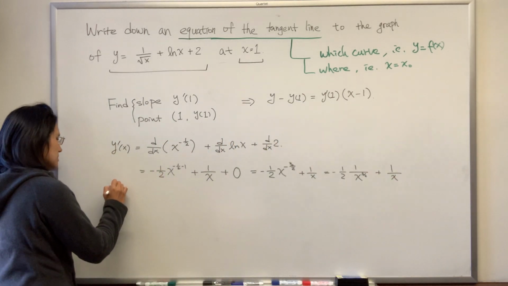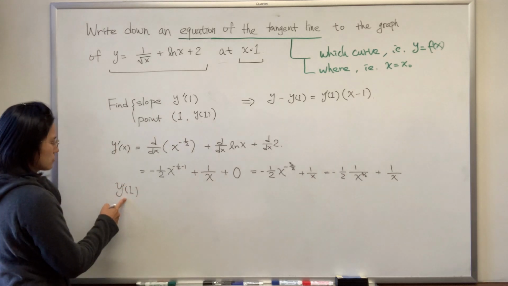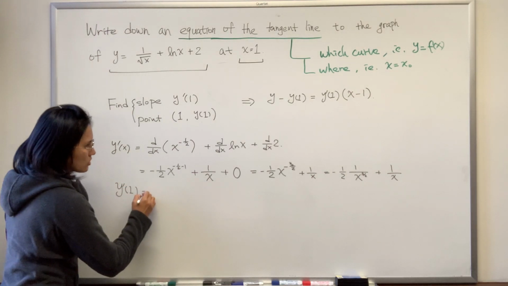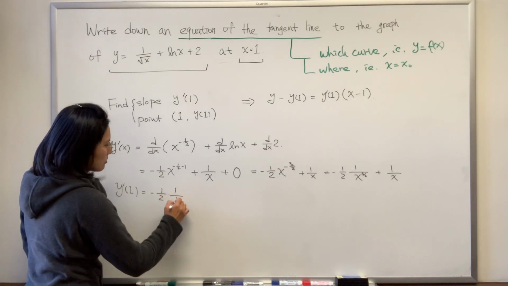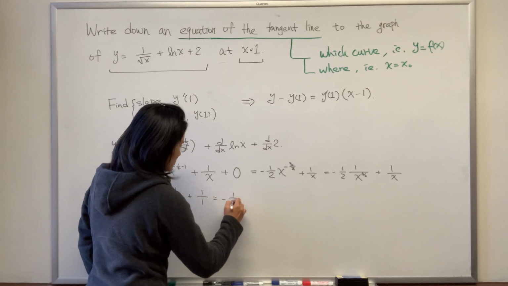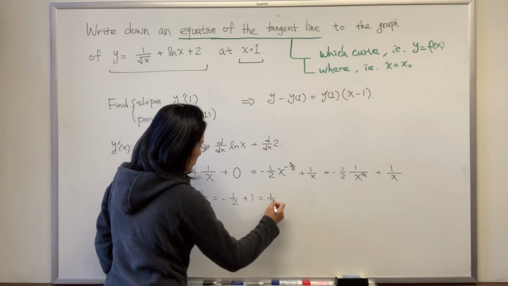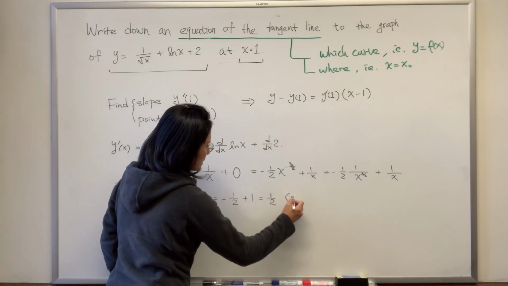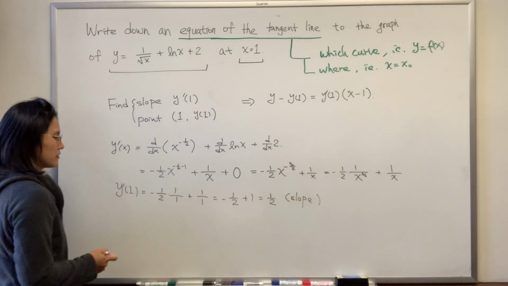So that's good, but that's not exactly what we need. We need to evaluate the derivative at 1. So that would be minus a half times 1 over 1, plus 1 over 1. So you can imagine, simplify this all together, I get minus a half plus 1. So 1 half, that would be the slope of the tangent line I'm looking for.